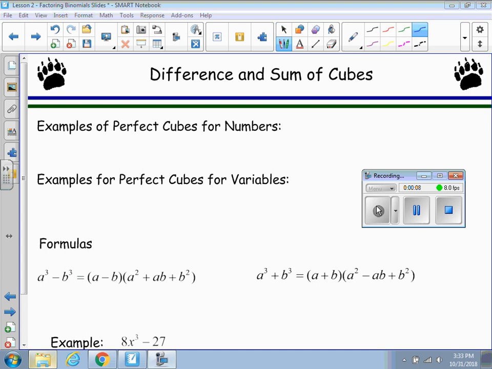So now we're going to talk about the sum and difference of cubes, or the difference and sums of cubes. And what it says at the top of the notes is just don't forget to use soap, which is important because whenever you take a shower, you make sure that you use soap, otherwise you stink.